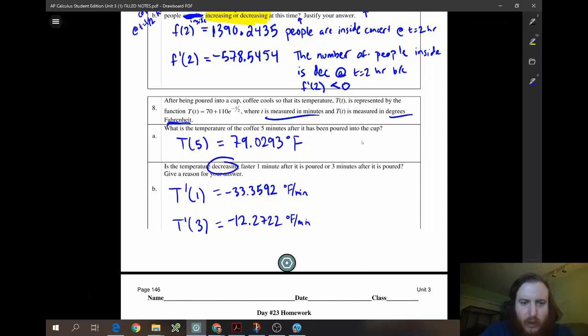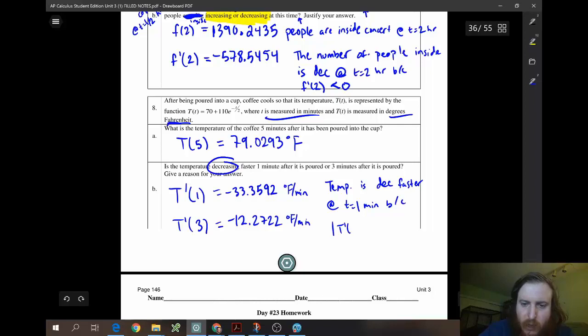And so the reason for our answer is basically within the question. So we don't really have to say much because we showed our work. But you could always write out which one's bigger. So the temperature is decreasing faster at time equals 1 minute because you'd say something like the absolute value of T prime of 1 is greater than the absolute value of T prime of 3 since they're both negative.